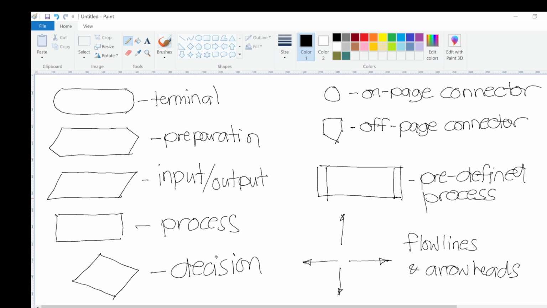To wrap things up, flowcharting is an essential skill for understanding how systems and programs work. Whether they're creating a simple process or designing a complex program, flowcharts help organize ideas clearly and visually.